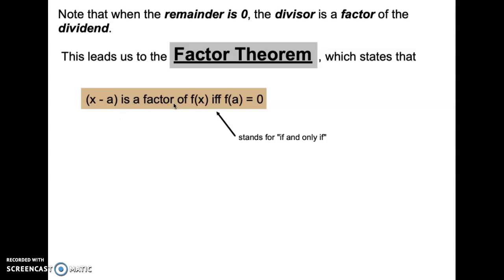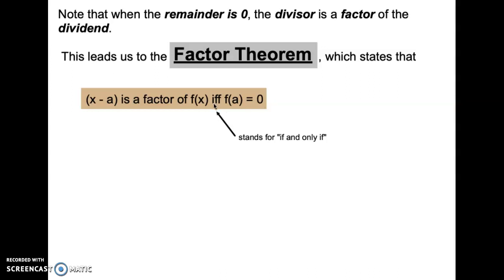So the factor theorem says x minus a is a factor of f(x) if and only if f(a) equals 0. So in other words, it says x minus a is a factor if the remainder is 0. So this is really just a special case of the remainder theorem when the remainder is 0. And it just tells us that whatever we divided by must have been a factor.